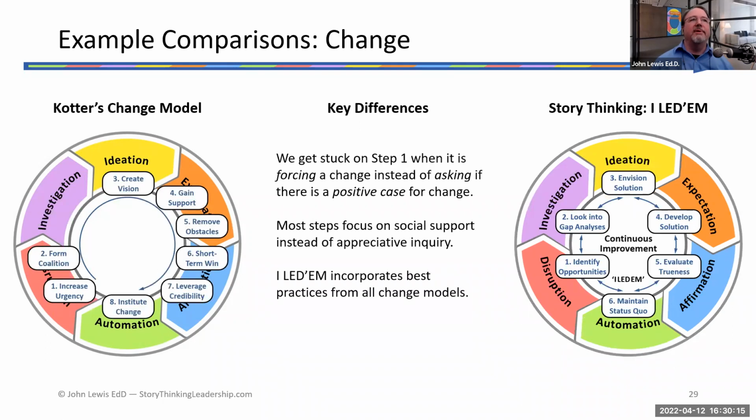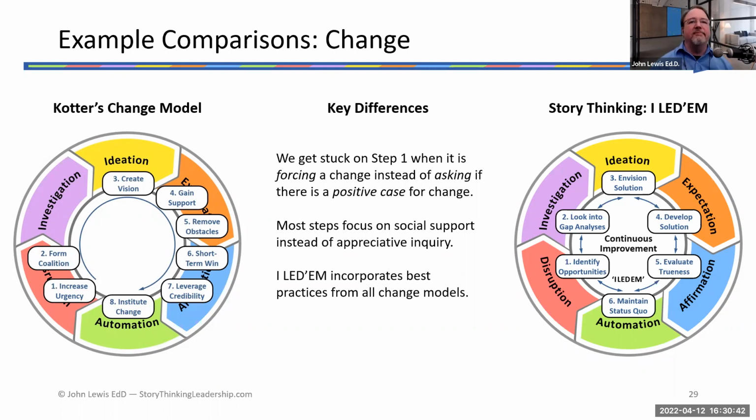Okay, one more. How about a change model? Here's an important change model from Kotter, and it's successful from the standpoint of already knowing that I want to push a change out, versus story thinking based on looking at best practices called ILEDTHEM. It's based on the first letter of each of the steps, starting with one, identify opportunities, not problems. Look into gap analyses.